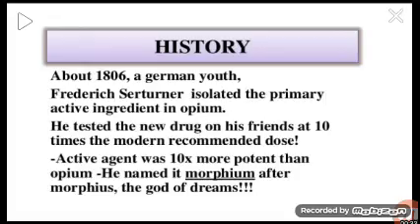Now come to the history. About 1806, a German youth, Friedrich Sertürner, isolated the primary active ingredient in opium. He tested the new drug on his friends at 10 times the modern recommended dose. The active agent was 10 times more potent than opium. He named it morphium after Morpheus, the god of dreams.